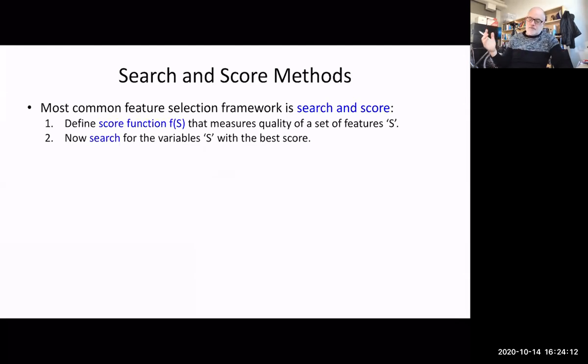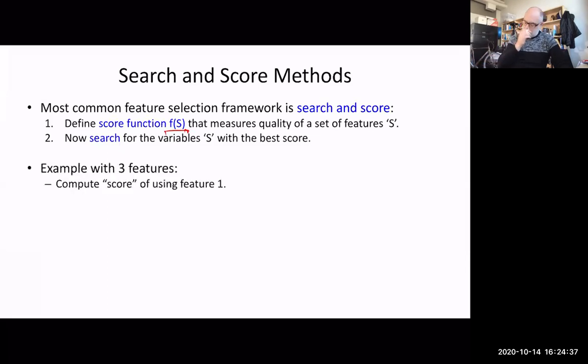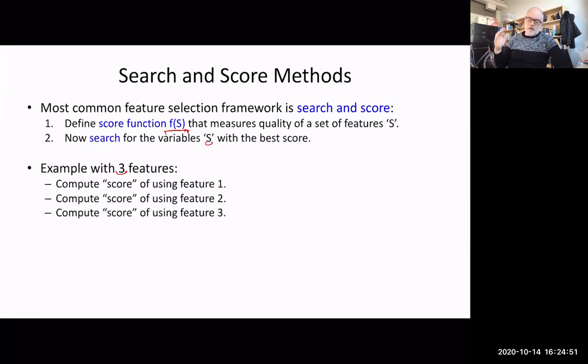The most common feature selection framework is some sort of search and score framework, where we define some sort of score function, we'll call it f of S, that measures quality of a set of features S, and some sort of way to search through variables or features S with the best score. I like to think of S as a subset of all possible features. That's really the way I think about it.